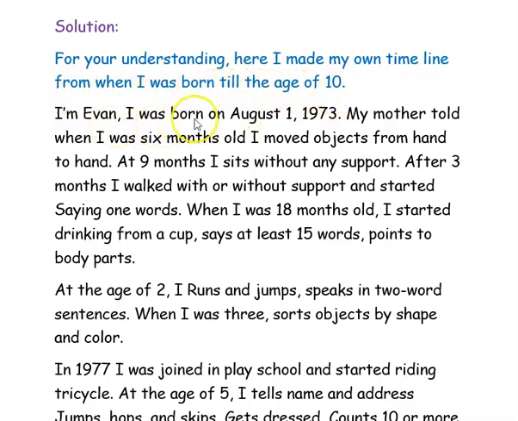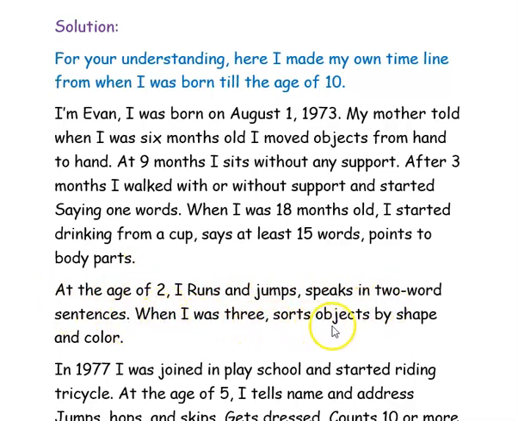I am Ivan. I was born on August 1, 1973. My mother told me when I was 6 months old, I moved objects from hand to hand. At 9 months, I sat without any support. After 3 months, I walked with or without support and started saying one word. When I was 18 months old, I started drinking from a cup, said at least 15 words, and pointed to body parts. At the age of 2, I ran and jumped and spoke in 2-word sentences.